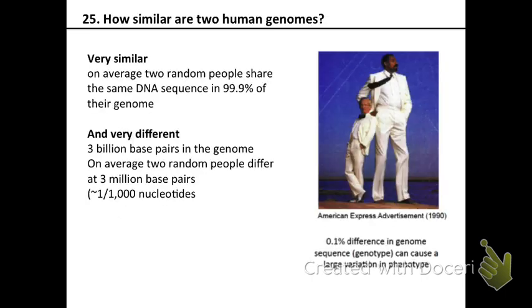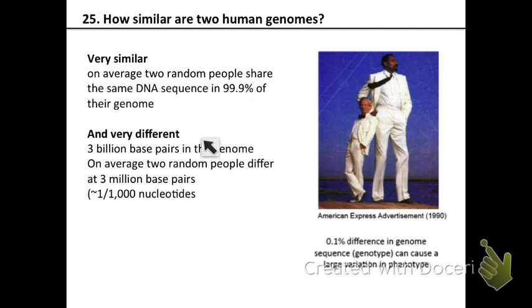Because we know that genotype determines a large proportion of our phenotypes, right? So this genotype-phenotype difference. Then we need to start with how much variation is in the genome sequence of two individuals. How different and how similar are we? We're very similar, right? On average, two random people share the same DNA sequence in 99.9% of our genome, so we're all human.